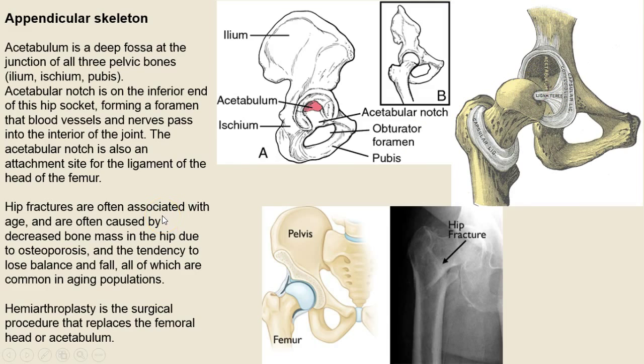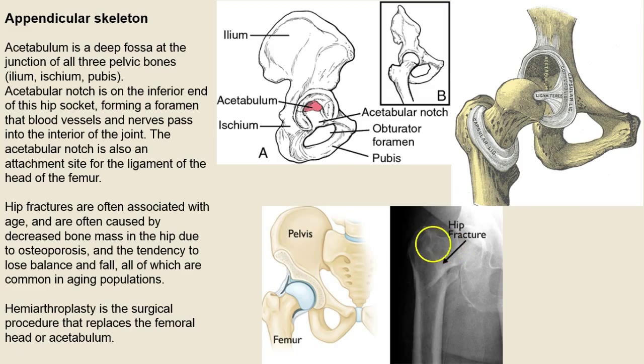Hip fracture is often associated with age, so lower right. As we age, we're going to borrow calcium and other minerals from our skeleton, and so we tend to lose mass as osteoporosis.